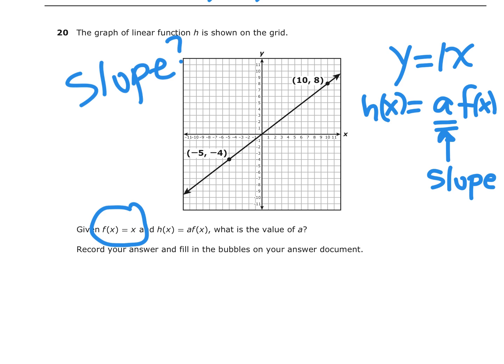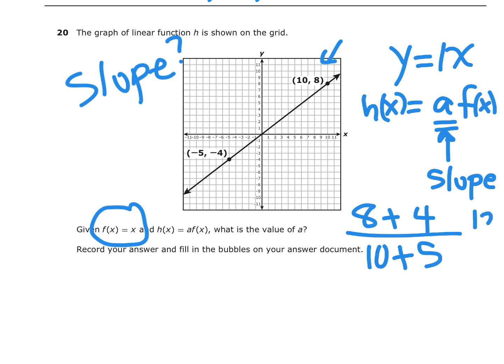So how do you find the slope? Well, we can take y2 minus y1. The y here is 8, so we can do 8 minus negative 4. That would be plus 4. And then the difference in the x is 10 minus negative 5. That would be plus 5. So 8 plus 4 is 12. And 10 plus 5 is 15. So it looks like the answer is 12/15. Can we reduce that? Yes, you can reduce that.